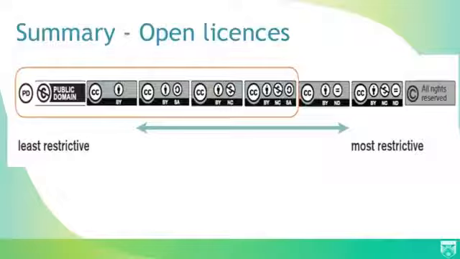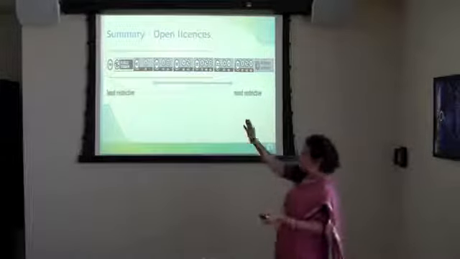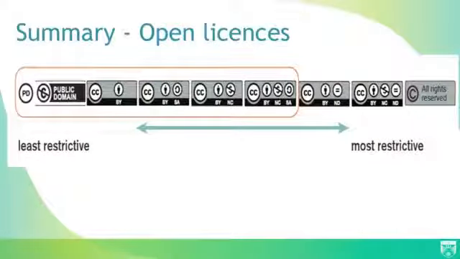And the last is what we began with, which is the copyright regime, where it's all rights reserved. So you have all the six CC licenses and the public domain tool. We move from left to right, which is a continuum from least restrictive to most restrictive.